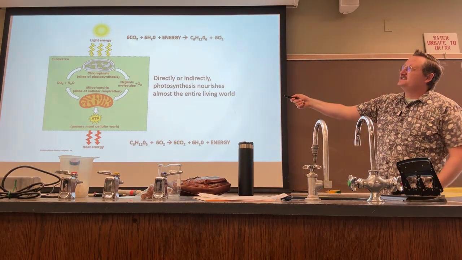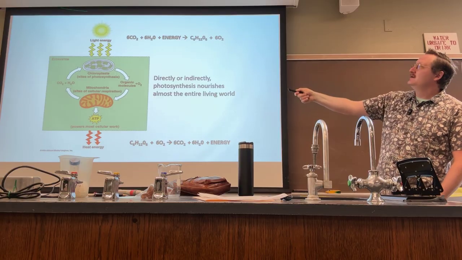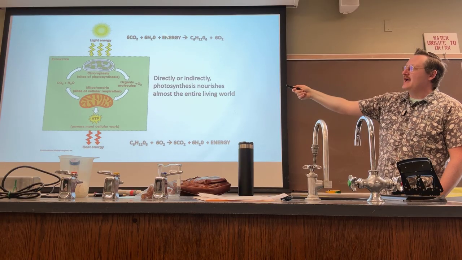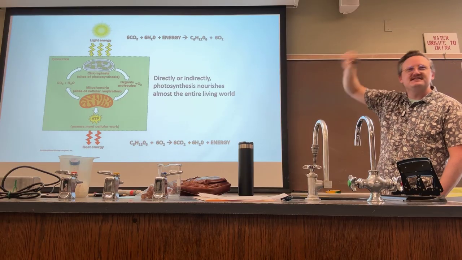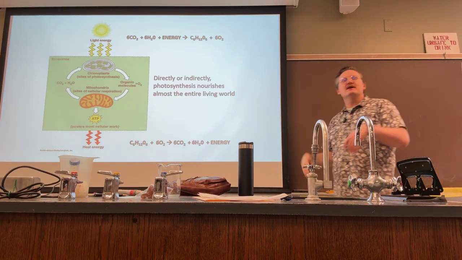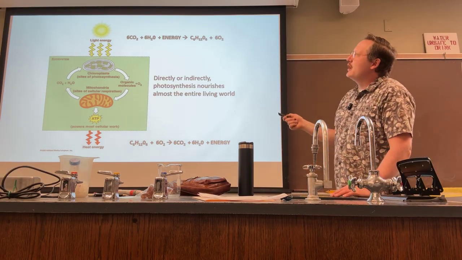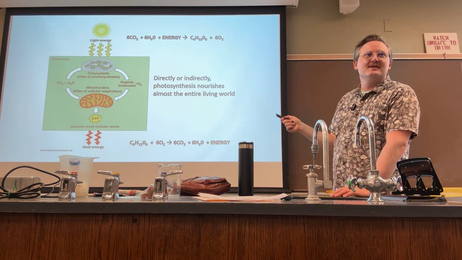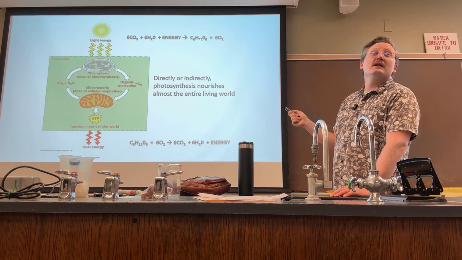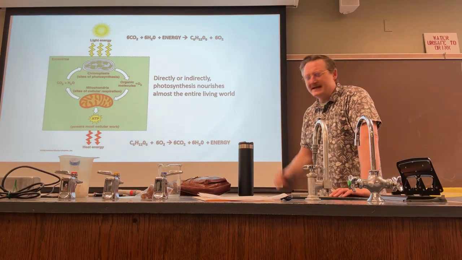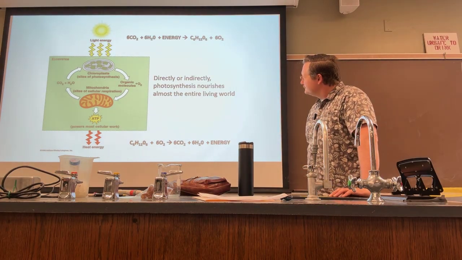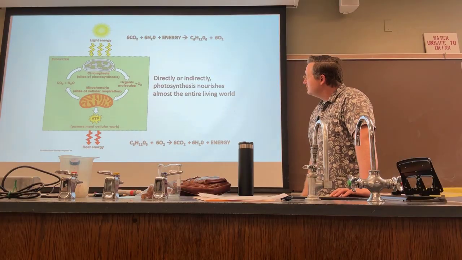So, in photosynthesis, carbon dioxide comes in, water comes in, energy comes in. You break them down, you mix them up, you reorganize them with that energy, and you go from some little molecules of carbon dioxide and water to a big molecule of glucose, and you produce some oxygen. All right?